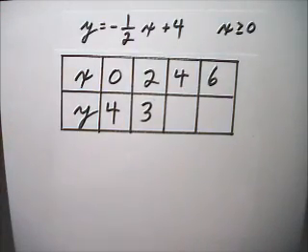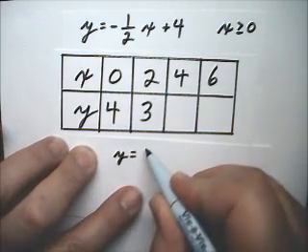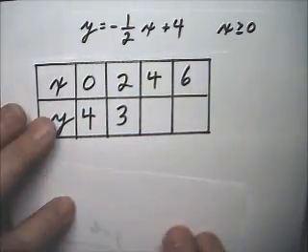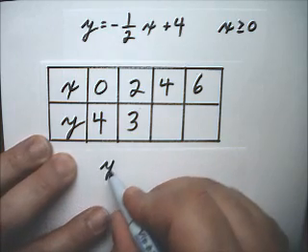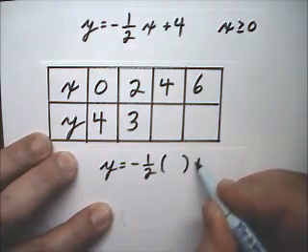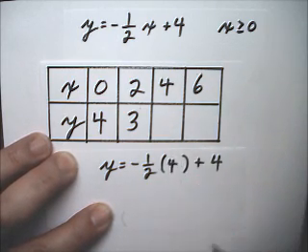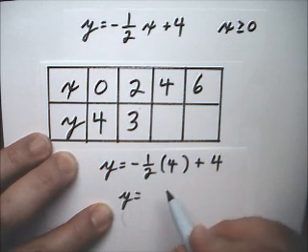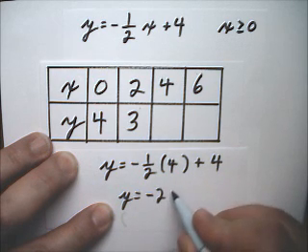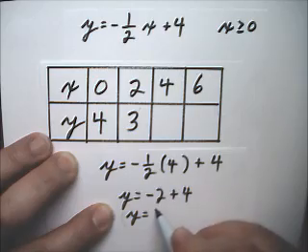Next, I'm going to put in a 4. Getting this ready, y equals negative 1/2 times empty parentheses plus 4. And this time x is 4. So I end up with negative 1/2 times 4 is negative 2, plus 4, and that means y equals positive 2.